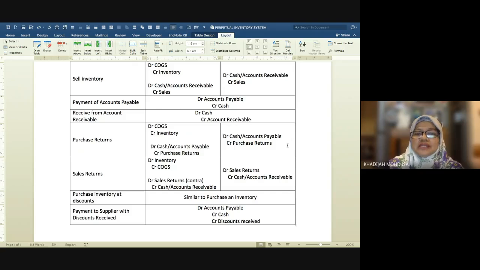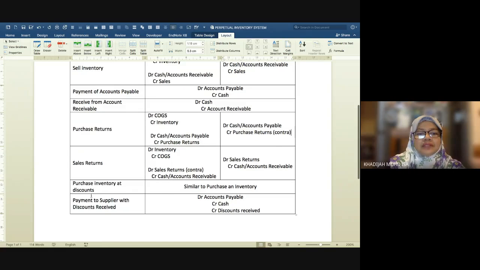Similarly, purchases. Where is purchase returns? Purchase is debit, so purchase return again is a contra account. That's why it's a credit balance. So whenever it's contra, it means that it's the other way around.